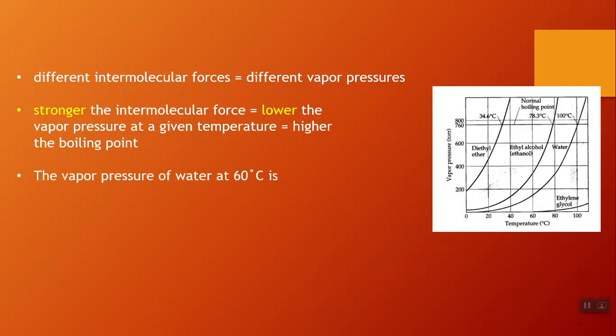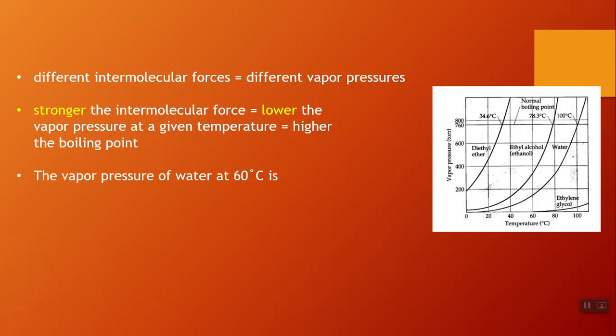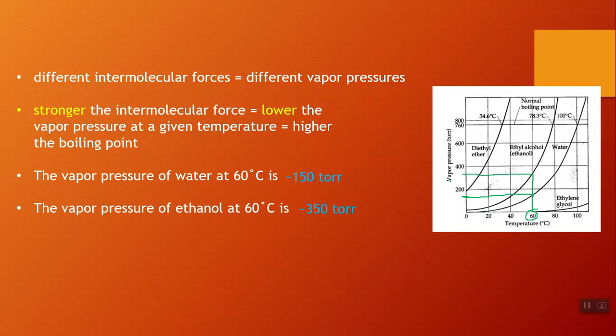The vapor pressure of water at 60 degrees. So if we take a look at this graph, and we're focusing on the water curve here, all right? So we're looking at 60 degrees, and we take that up to the graph, and we take it across as straight as you can, okay? That is about 150 torr. The vapor pressure of ethanol at 60 degrees, again, same temperature, except we're looking at ethanol, the curve above. Again, take it as straight as you can across, and that's about 350 torr.